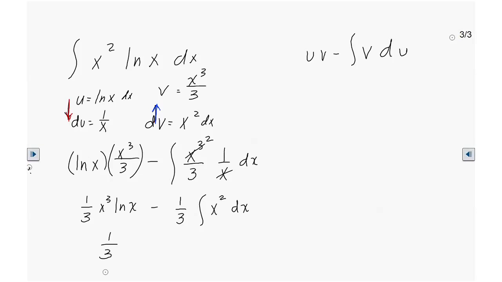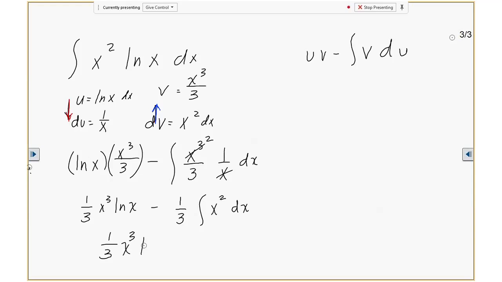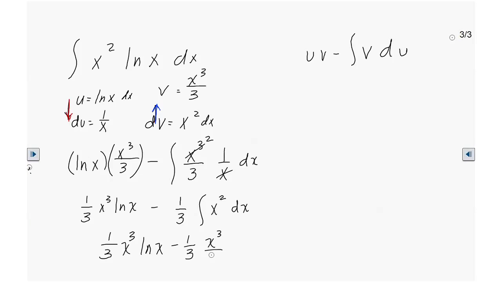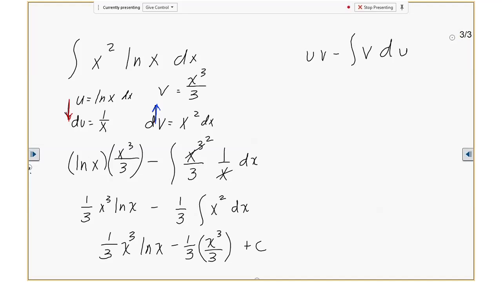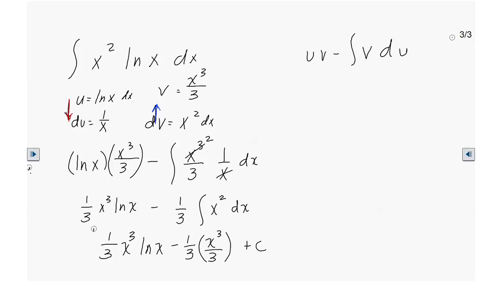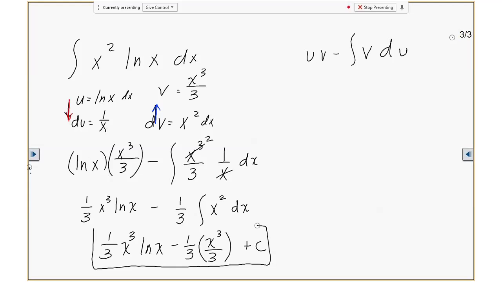Golly, this is hard. x cubed natural log of x minus 1/3 x cubed over what? Plus c. Don't forget to add the plus c. And then that comes out to be, now you could factor out the 1/3, and that way it'd be out front. You could multiply the 1/3 times the x cubed, but I'm not going to worry too much about that. I'm just going to write that as the answer. And you could simplify it more if you need to.